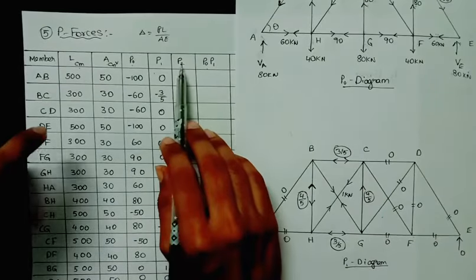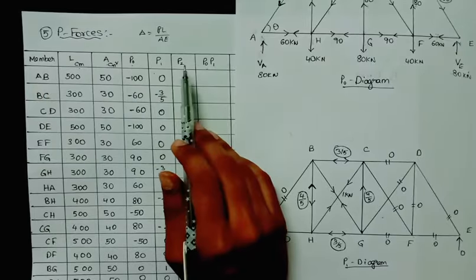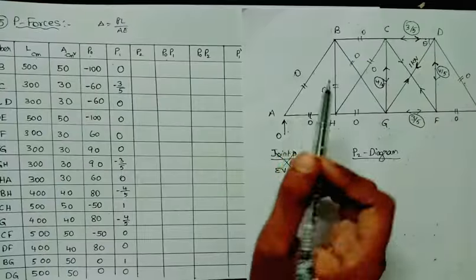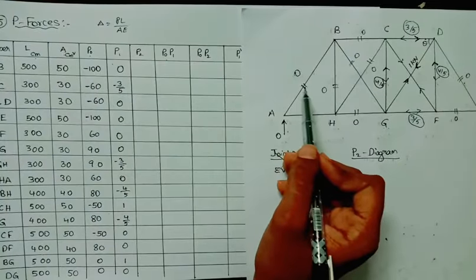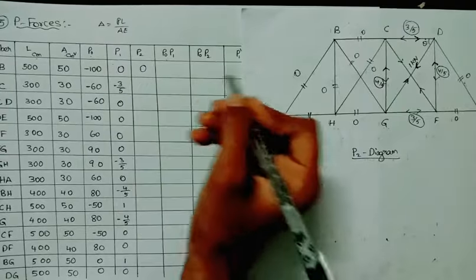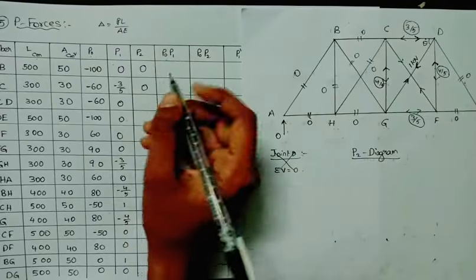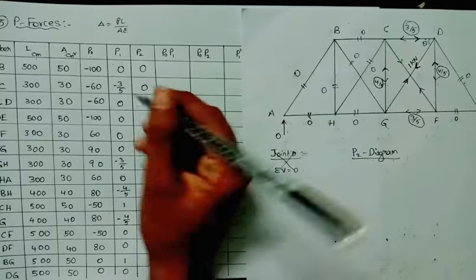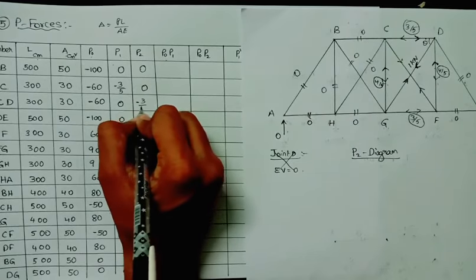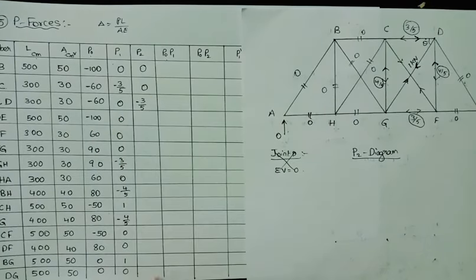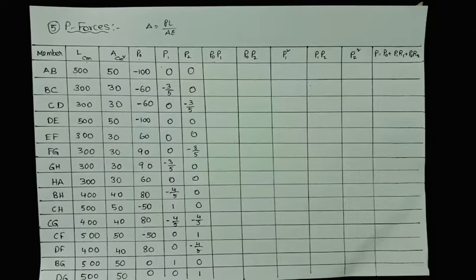Now similarly fill all the P2 values from the P2 diagram. Here is the P2 diagram, and the P2 value for member AB is 0. P2 value for member BC is again 0. P2 value for CD member is -3/5. It is in compression. Similarly fill all the values by seeing this diagram.